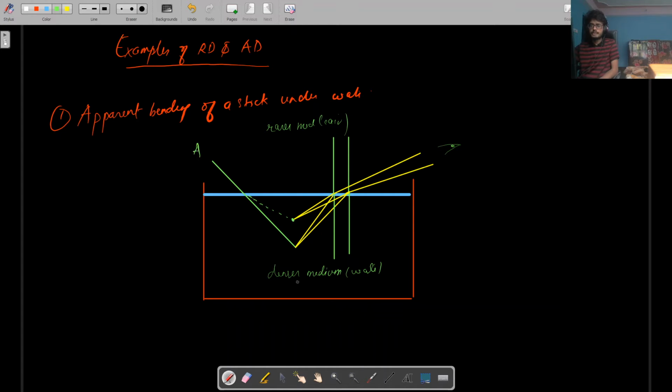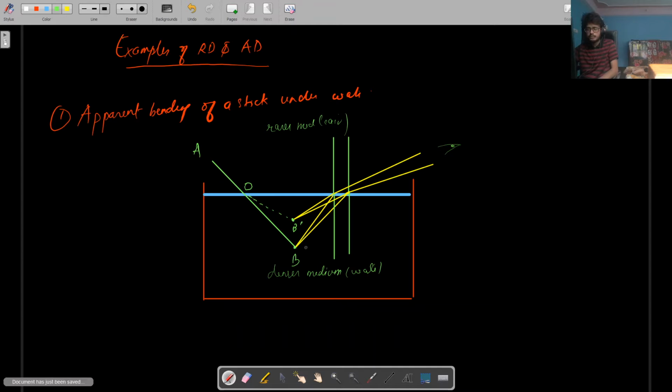So if AB is the stick, we'll notice it as AB dash, because the light rays coming from B will go to the interface between the two media, right? And since it is coming from a denser medium and is going to a rarer medium, it will bend away from the normal. The second ray will also bend away from the normal. Now these two lines, when produced back, will meet somewhere at B dash, right? Let's say this point is O. We see AOB dash.